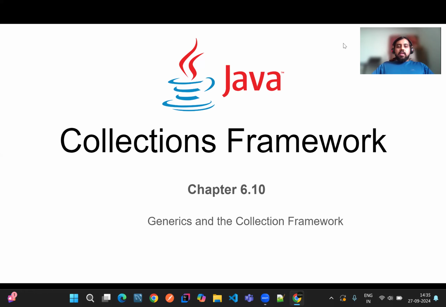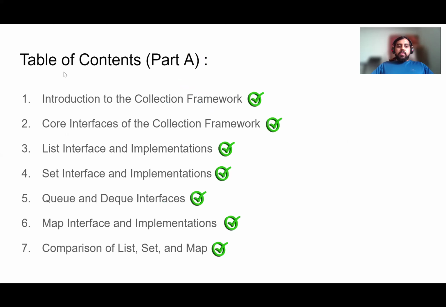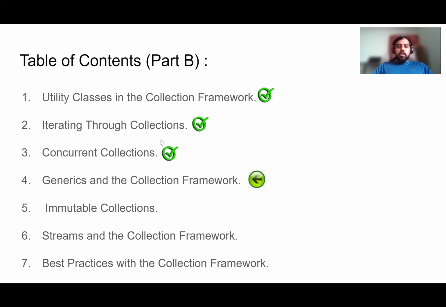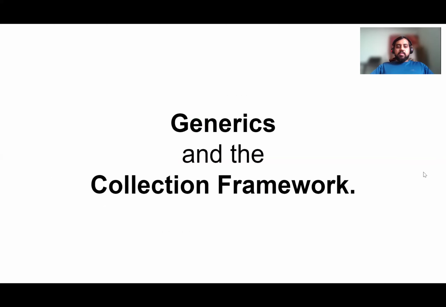Today we'll see Collection Framework Chapter 6.10, that is generics and its uses in a collection framework. In our previous video, we covered all of these topics, and also in our very previous video, we talked about concurrent collections. If you have not watched those videos, please watch them prior to this. So today we'll see what generics is and what its uses are in the collection framework. Okay, let's start. Generics and the collection framework.